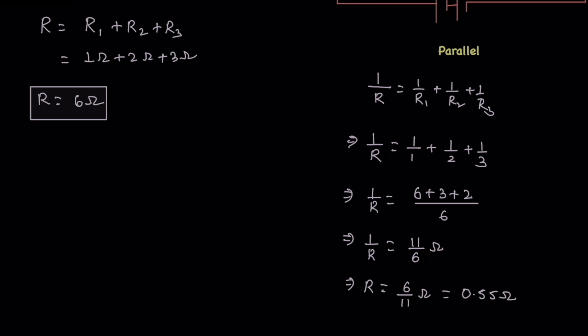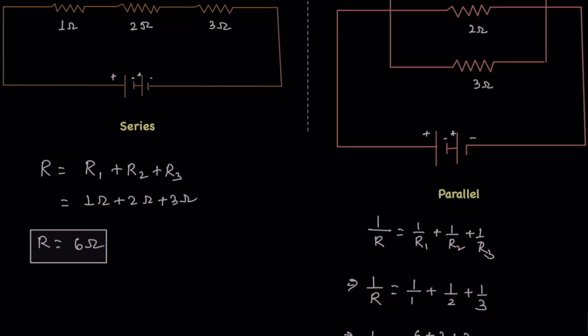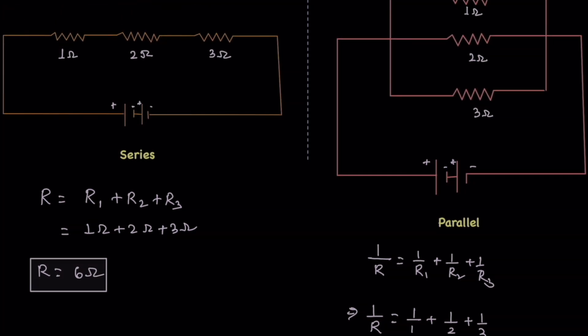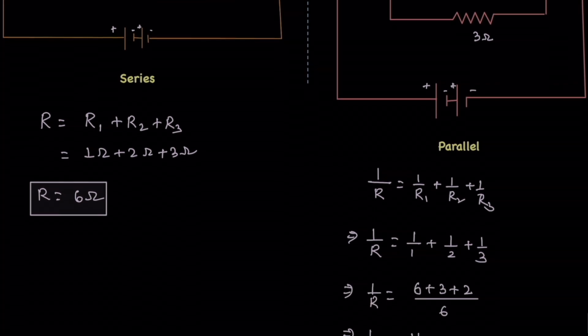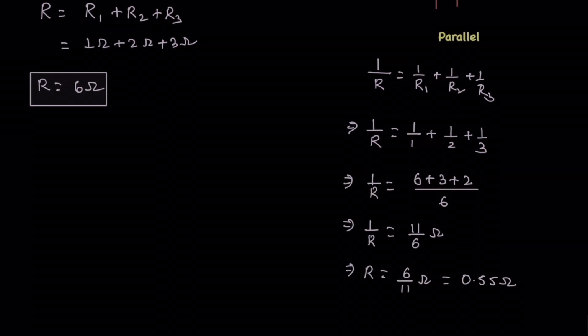So you see here we are using the same resistors, only the difference is the arrangement. When these three resistors are connected in series, we are getting 6 ohm, and when they are connected in parallel, we are getting 0.55 ohm. So it means that in series arrangement, resistance is very high, and in parallel, resistance is low. So what impact will it create in the circuit?